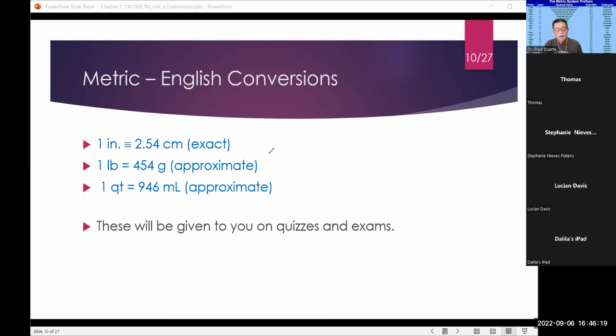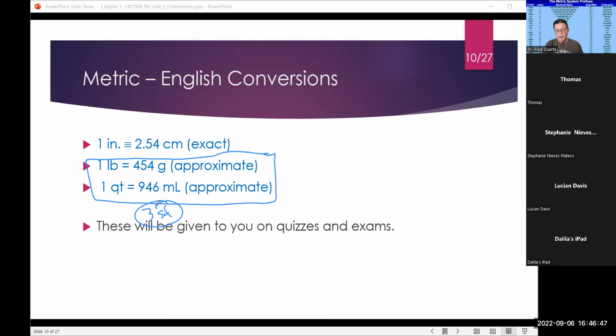Now, the second 2 are measurements and approximates. Okay, and therefore could be a factor. I repeat, if you use the last 2 conversion factors, they could be a factor in determining how many sig figs your answer has. Okay, so both of them have 3 sig figs.